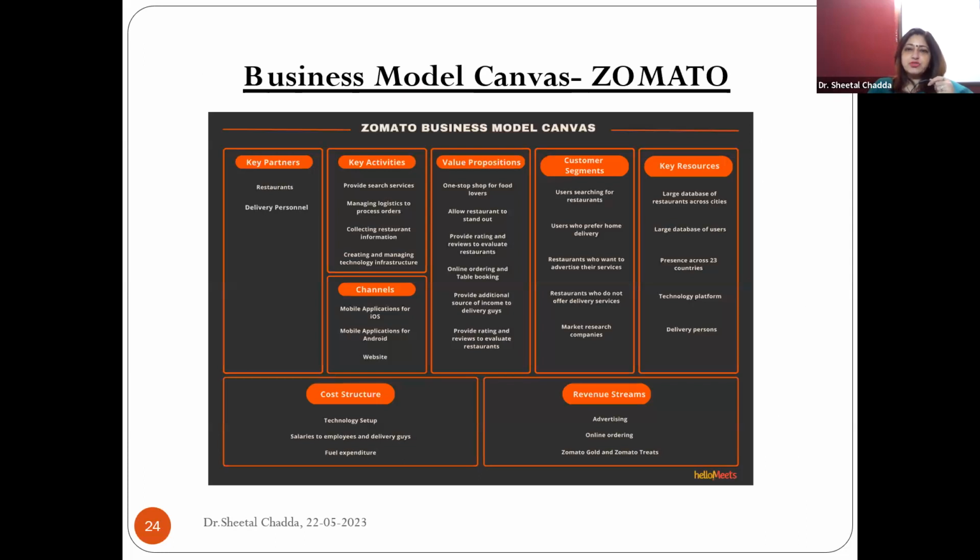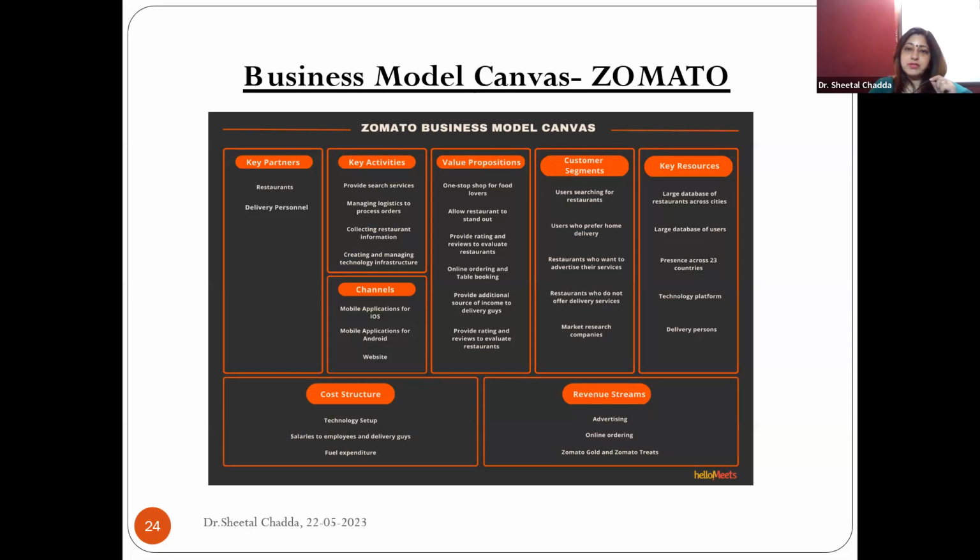Let's take the example of Zomato and Swiggy, or Zomato kind of thing, for the business model canvas. If you look at the kind of model they have created, the key partners for them are the restaurants and the delivery personnel. The key activities are that they provide the search services and so on and so forth. The mobile application for iOS is a channel, the mobile application for Android is a channel, the website is a channel.